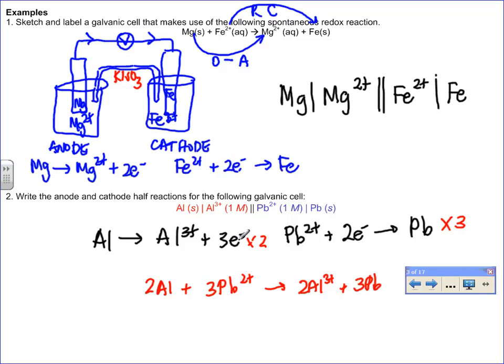When you're showing the half reactions, it's appropriate to either show the full reaction balanced with the correct number of electrons, or this would be appropriate as well, just showing the aluminum going to aluminum 3+ plus 3 electrons.